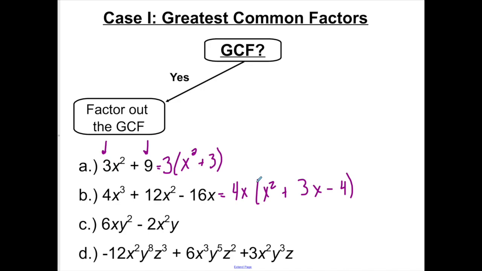Then where you'd go from there is you can actually break this down even more. You always have to think about how you can break things down more. So this is actually x plus 4, x minus 1. So you always have to look for ways to break things down. But the main idea is the fact that you can remove a greatest common factor.